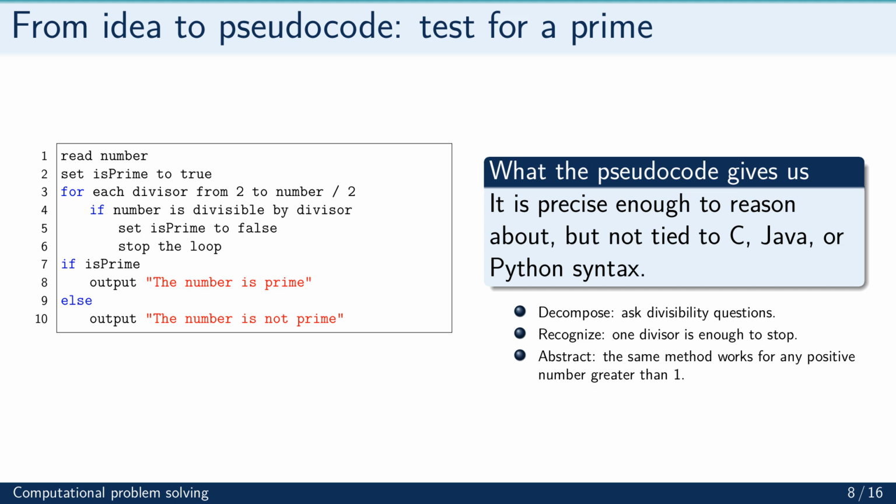The algorithm begins by receiving a number and assuming it is prime. It then examines divisors one at a time. If a divisor works evenly, the process can stop early because the number is not prime. If no divisor works, the number is prime. This example shows decomposition through repeated divisibility questions, pattern recognition through the early stopping rule, and abstraction because the method can be applied to any positive number greater than 1. Pseudocode helps us reason before syntax gets in the way.